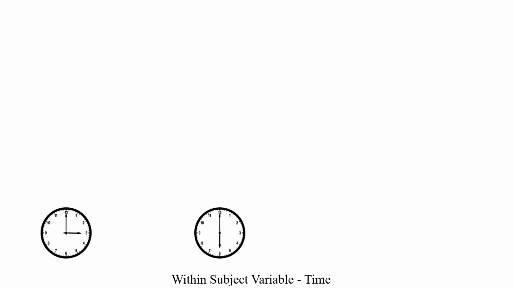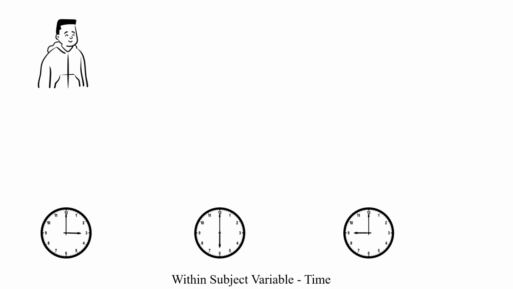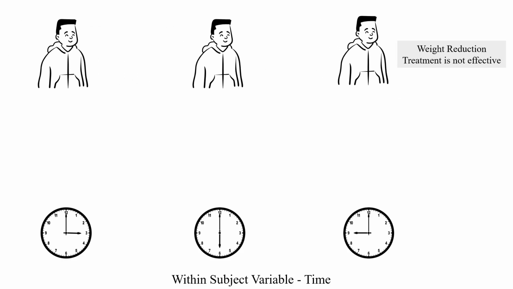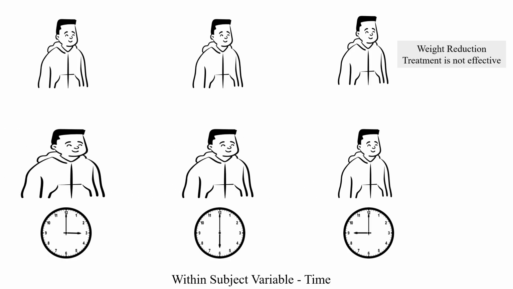An individual is undergoing the weight reduction treatment. To measure the effect, weight is taken at 3 different time intervals. So, the first treatment, you can see that the weight reduction treatment is not effective. The second treatment, so here weight reduction treatment is effective. This is repeated measures ANOVA.